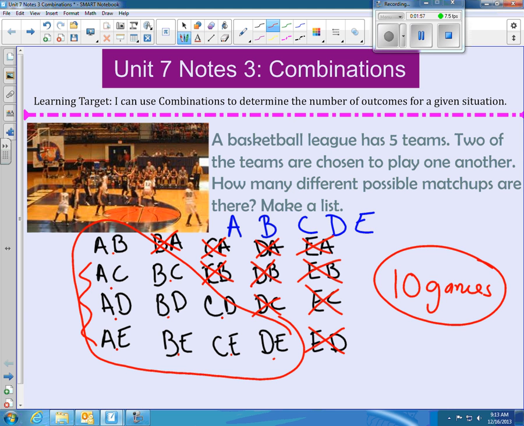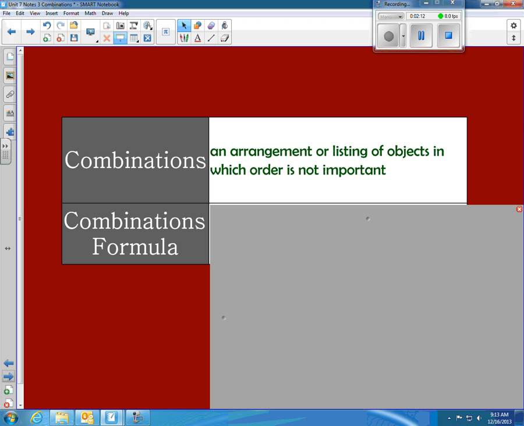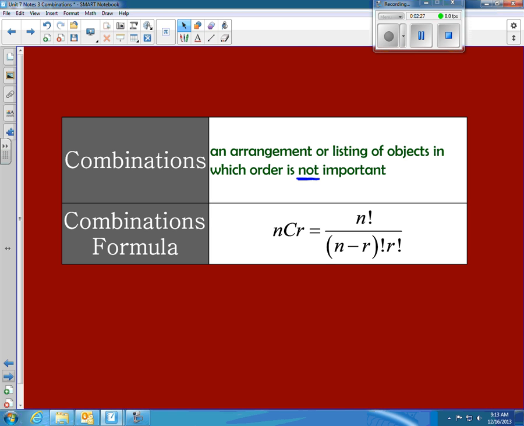So what makes this different than our permutations is that the order doesn't matter. It doesn't matter if you say A is playing against B or B is playing against A. That's the same game we're talking about. So these are combinations. Combinations is when you have an arrangement or listing of objects in which order is not important. Remember, A against B and B against A are the same thing. They're not important.